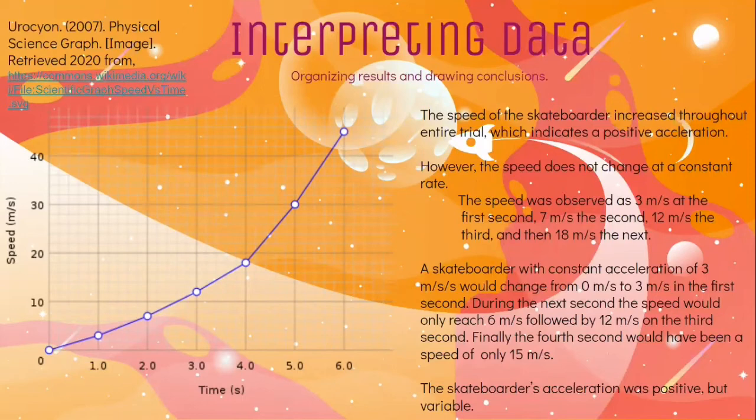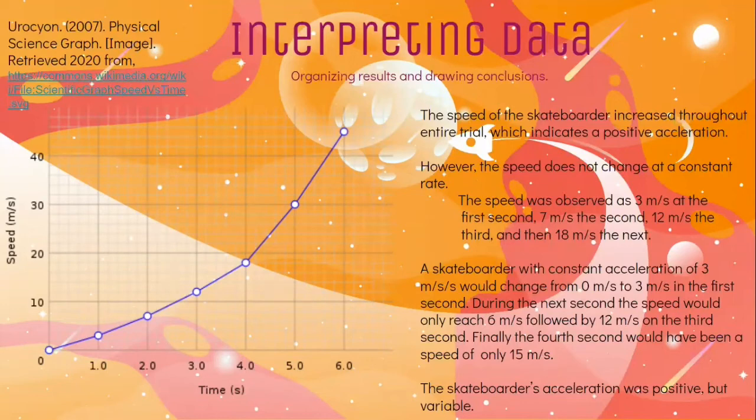And then you can build onto this. However, the speed does not change at a constant rate. That's the second conclusion. And then here's the explanation of that interpretation to help readers understand why you're making that claim. And so the speed was observed as 3 meters per second at the first second, 7 meters per second on the second, 12 meters per second the third, and then 18 meters per second the next. And then it continues on. It's a nice sequence here.